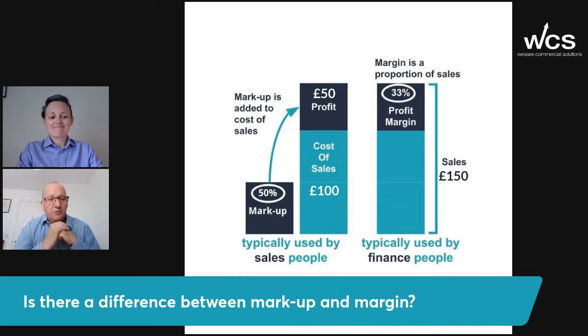And that profit, £100 divided by the sales figure of £200, is 50%. So we're trying to improve communication here and help people understand, talk the same language. So how does a business owner explain profit to a financial person?